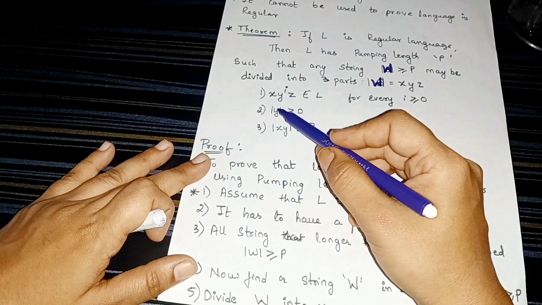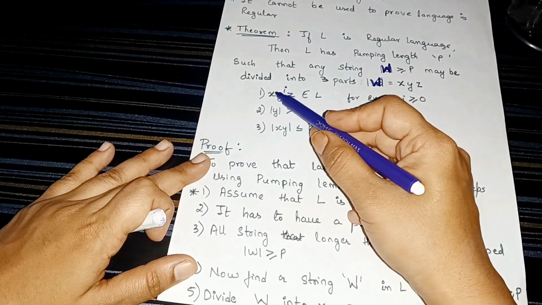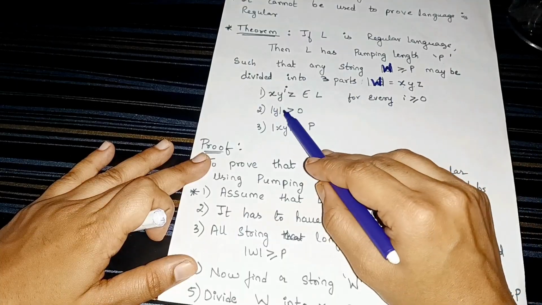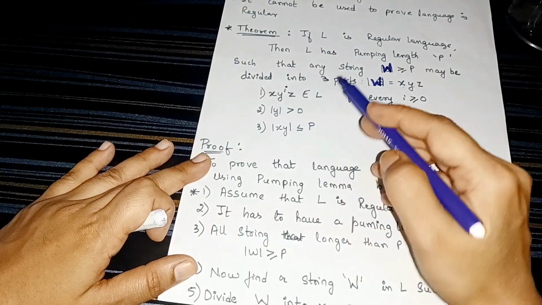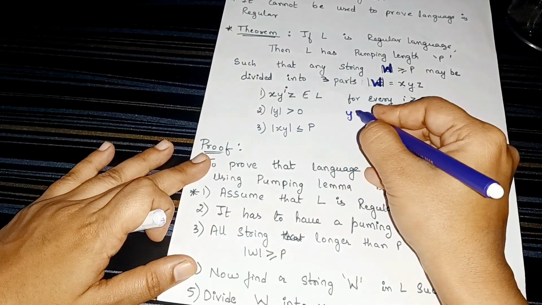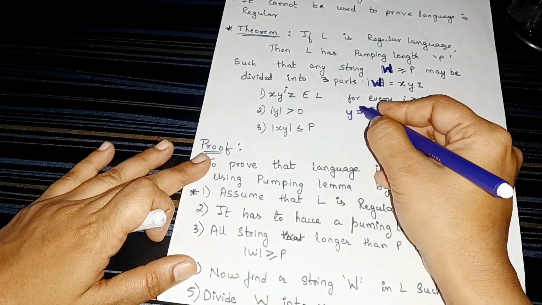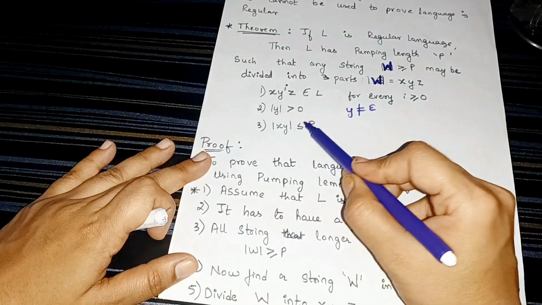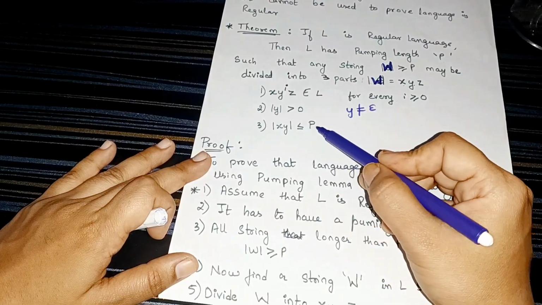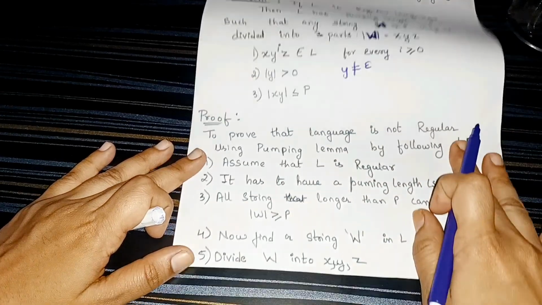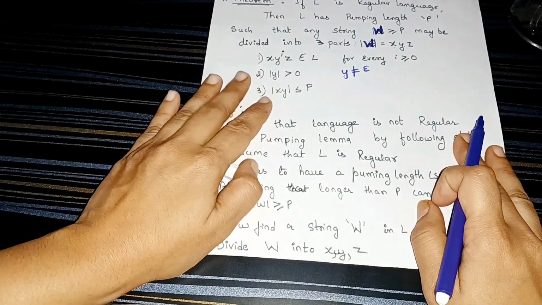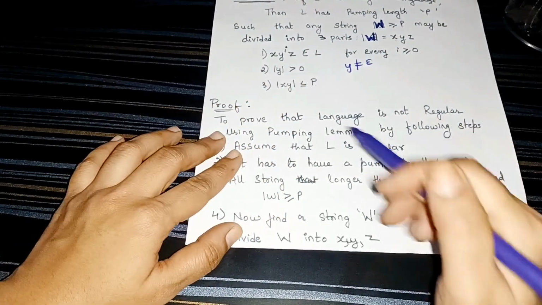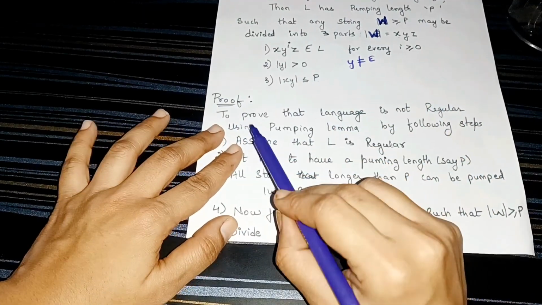Next we have the Y element. When we have divided our string into three parts, the length of Y should be greater than 0. That is, Y cannot be an empty string. And the length of XY should be less than or equal to the pumping length, whatever value we have taken.